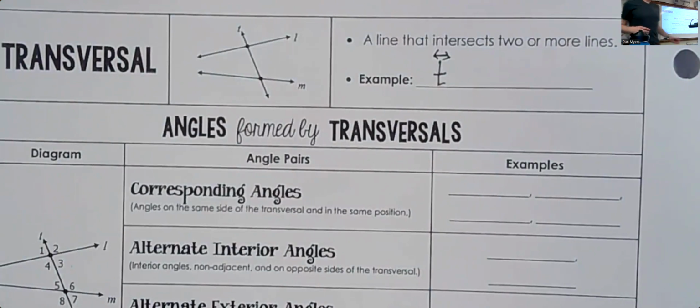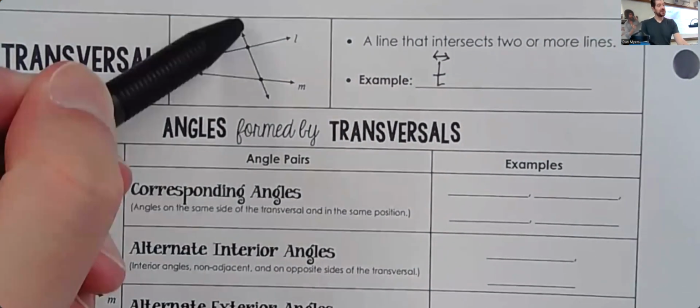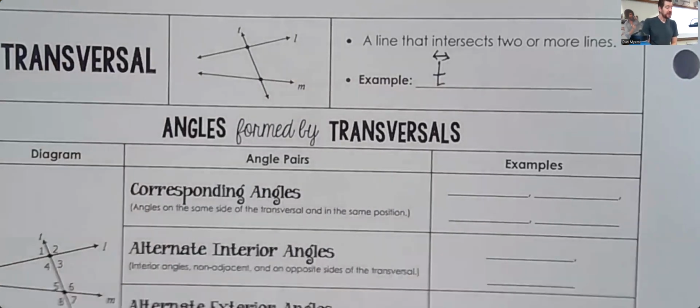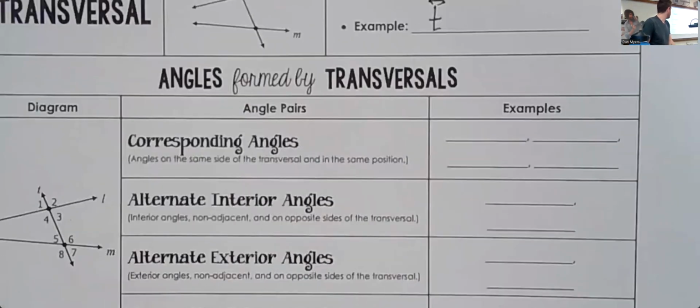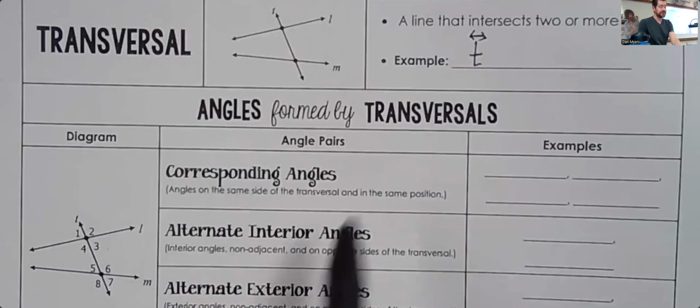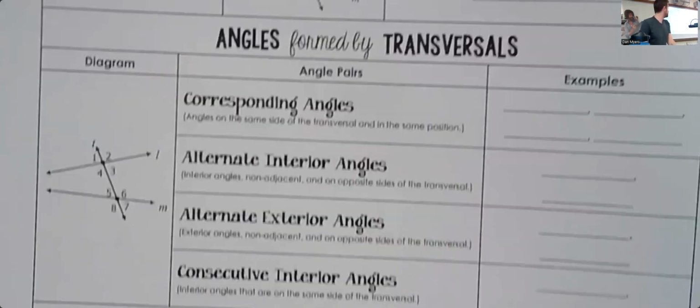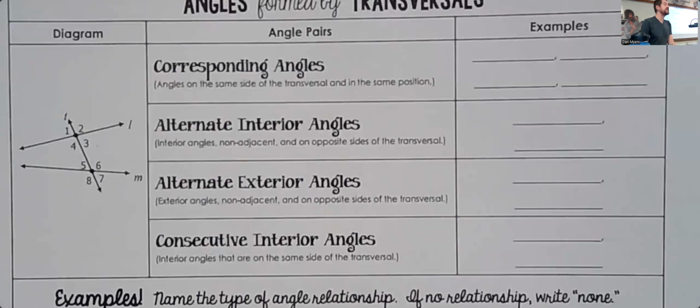Line T is our transversal. All right. Now, the rest of today, we are going to be identifying different types of pairs of angles that we get when you have 2 lines and then 1 line that goes through the other 2, I should say. So one of the types of angles that we end up with, first one up here, example, line T. First thing that we're going to talk about are corresponding angles.